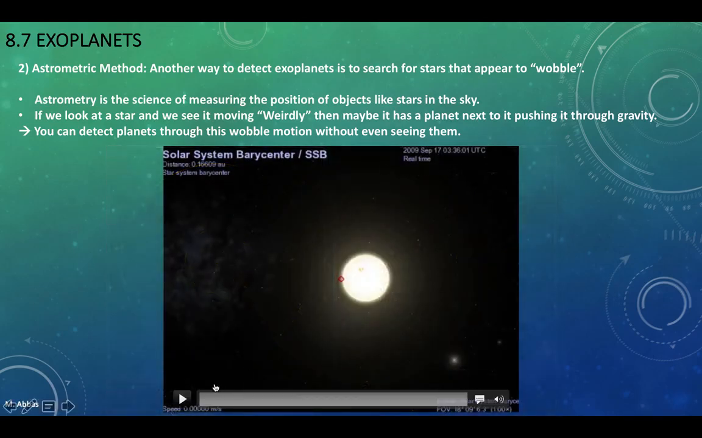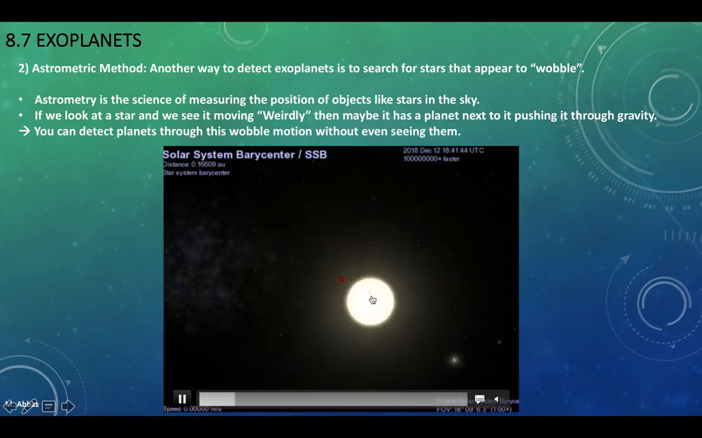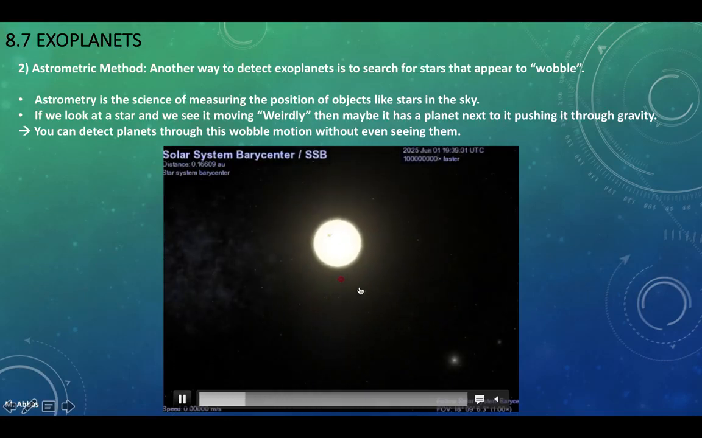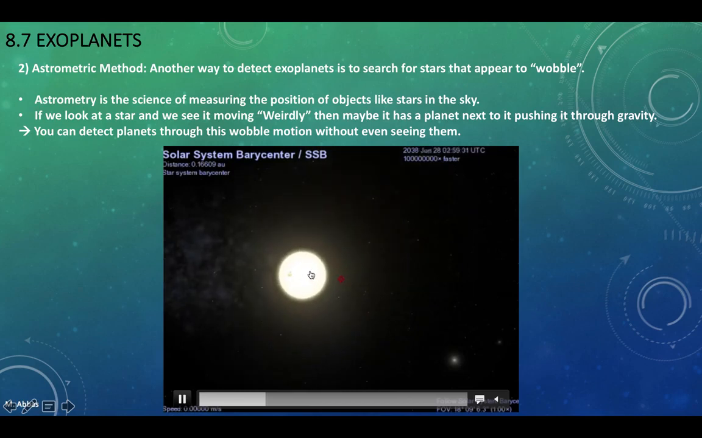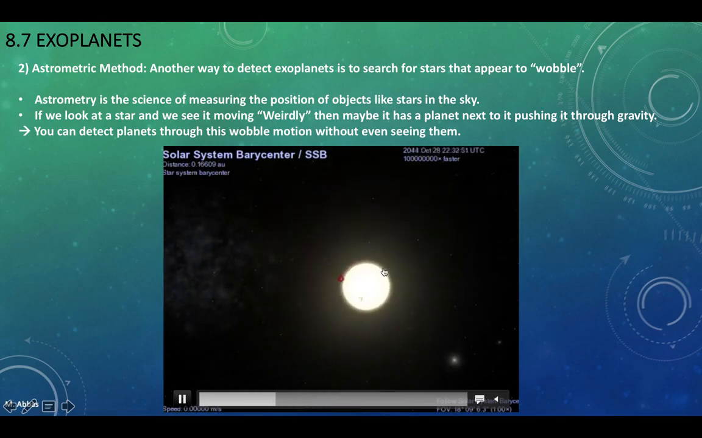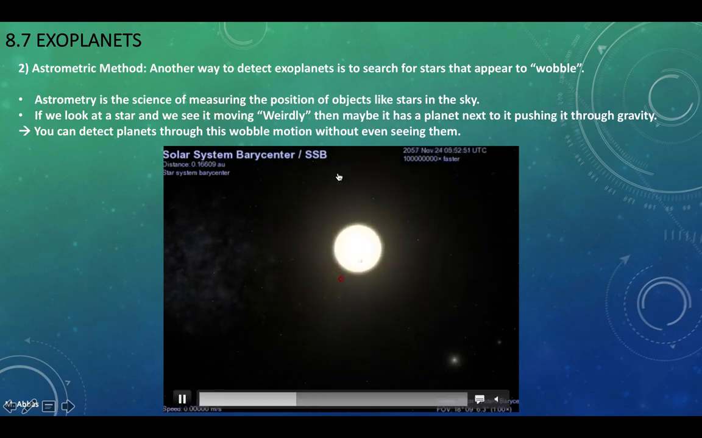Now, let's talk about it more. Our sun is no exception. This is our sun. Our sun has planets orbiting around it, and because of that, look how the sun is wobbling. It is doing a circle around this red circle. This is our sun wobbling due to planets orbiting around it.